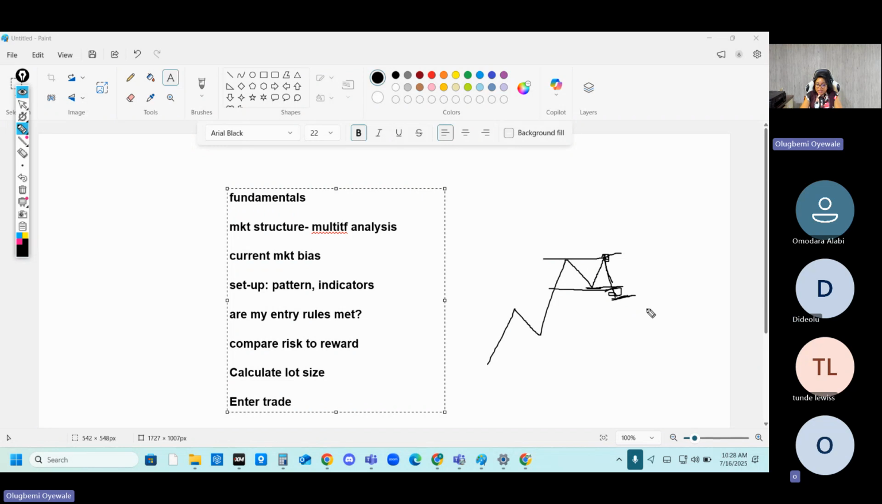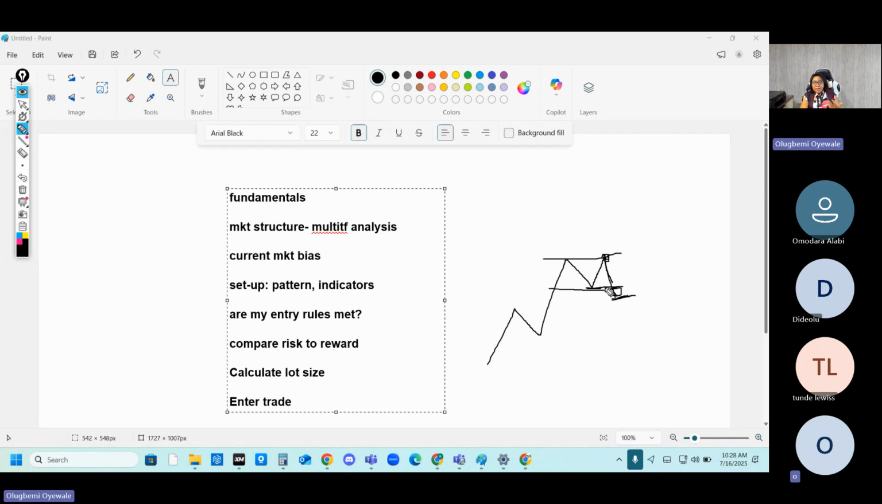I also will not enter immediately. What will I do? I ask myself, are my entry rules met? Because aside from seeing a setup, there should also be something that tells you when to enter. For me, the setup may be, oh, this pattern, it forms head and shoulders, or is breaking that structure. Okay, as that breakout happens, that breakout is what gives me the go ahead to do my sell or my buy.